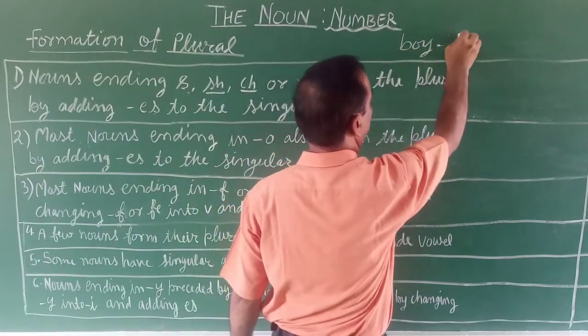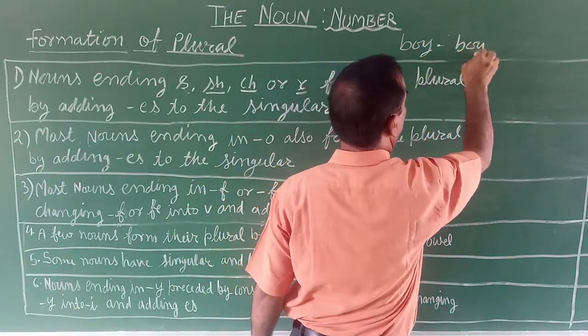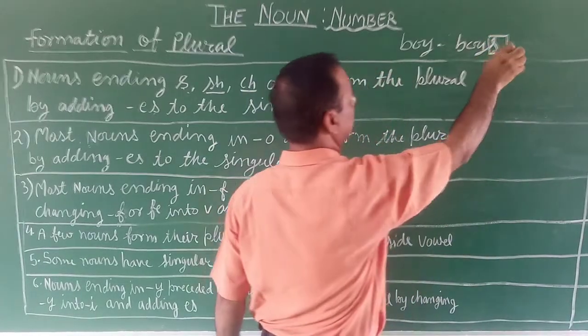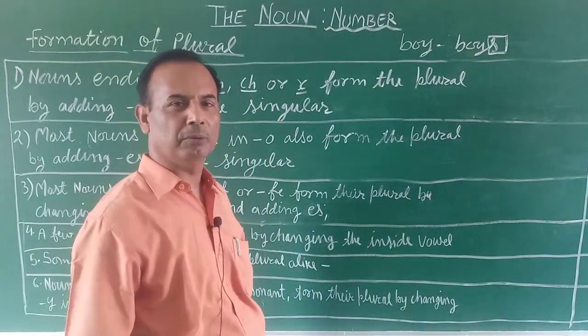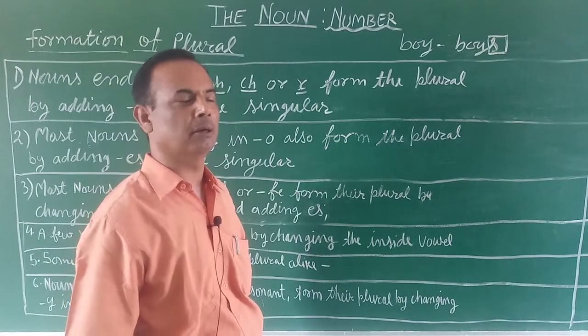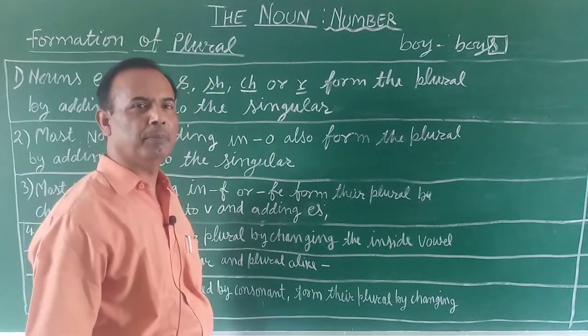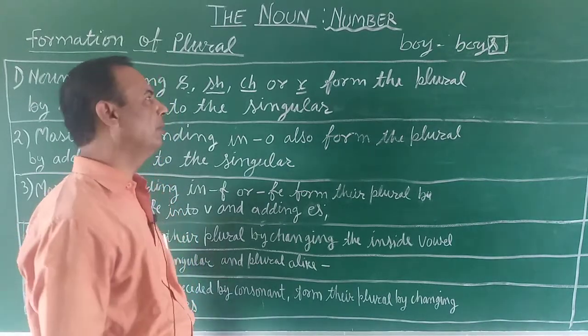We use S and make boys. Girl, we use S and make girls. But there are other rules also of making from singular to plural.